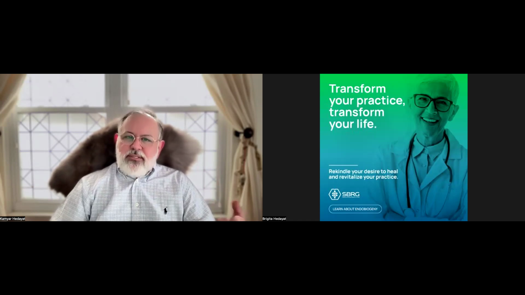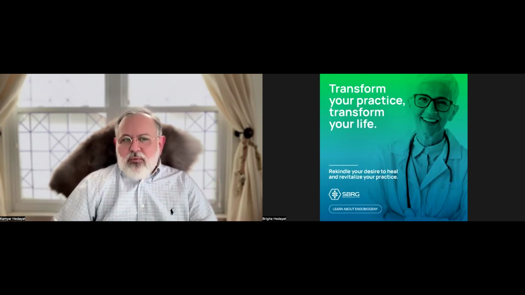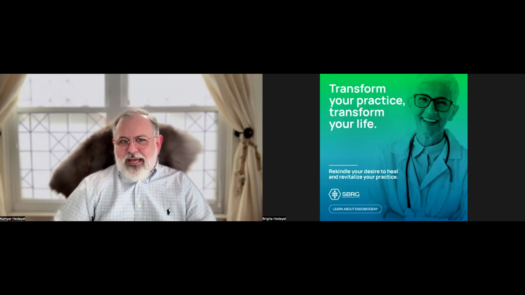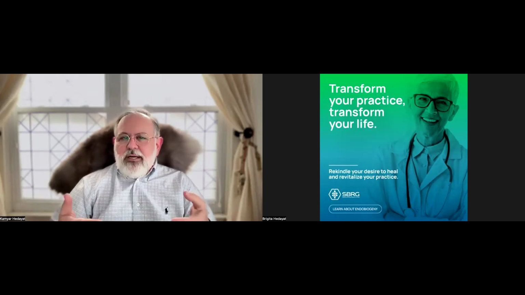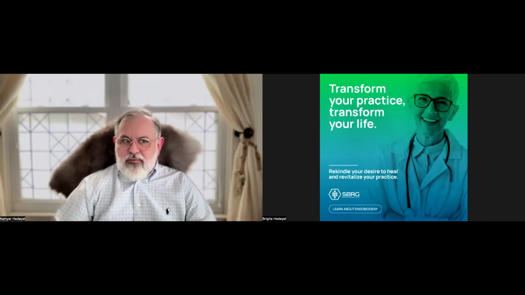The cost of doing the CBC with differential and running the two panels together can be as little as $25. And a CBC with differential can come back in 24 hours, and you can have a guidance if you're unsure from your history and physical of precisely how to treat this patient's dysbiosis.